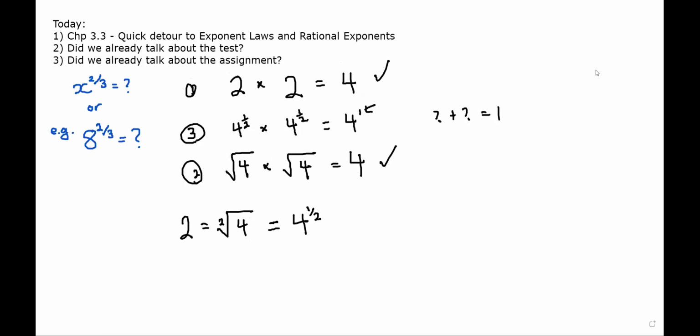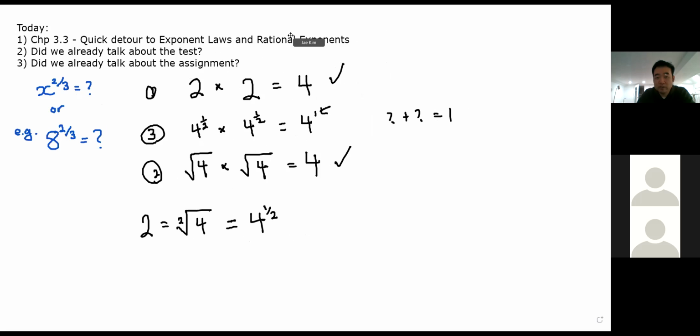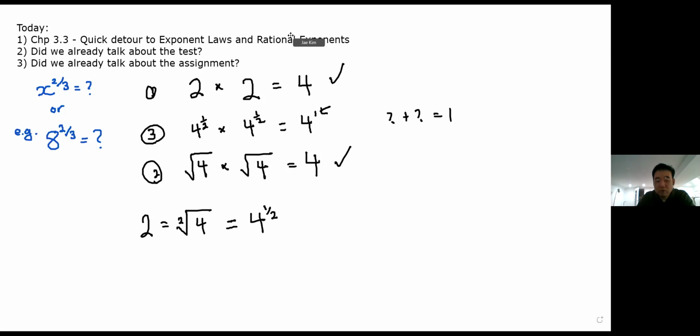Show of hands, who is okay with what I just wrote? Who's comfortable with what I just wrote? We got like a couple of people. Everyone else, I guess they're just soaking it in.